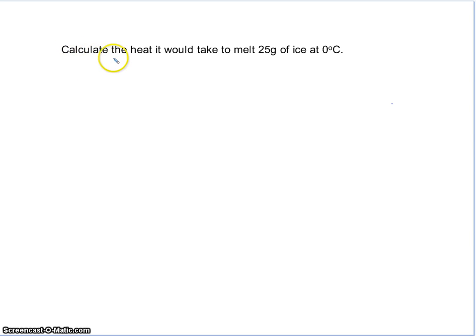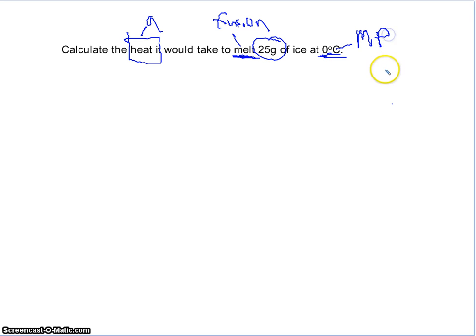Let's do it. Calculate the heat it would take to melt 25 grams of ice at 0 degrees C. So box and circle. We're looking for heat. That's Q. And we're trying to melt, so that's fusion. 25 grams of ice, and it's at 0 C. That just means it's at the melting point. That means we don't really have to worry about the temperature because it's already ready to melt.